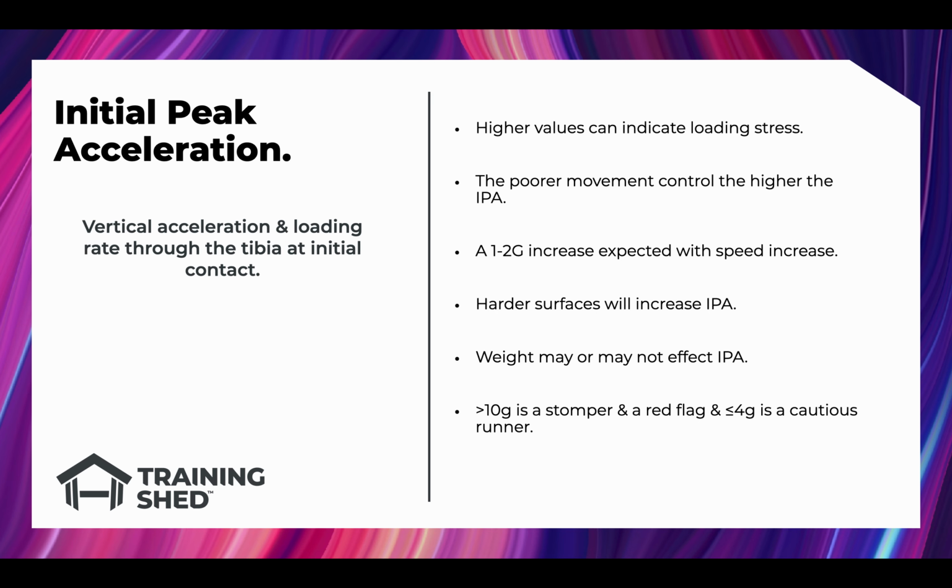So the next one along on the assessment is the initial peak acceleration, and this is the vertical acceleration and loading rate through the tibia at initial contact. And this is very much linked to control. How well you can control this loading rate will determine how high or low your initial peak acceleration is. And the higher these values, it can indicate a predisposition to loading stress injuries. So we're looking at your medial tibial stress syndromes and your stress fractures. So here there is a direct relationship between initial peak acceleration and injuries.